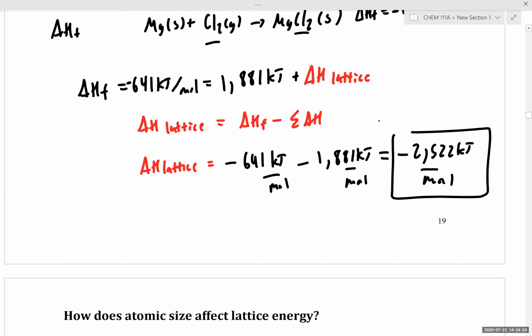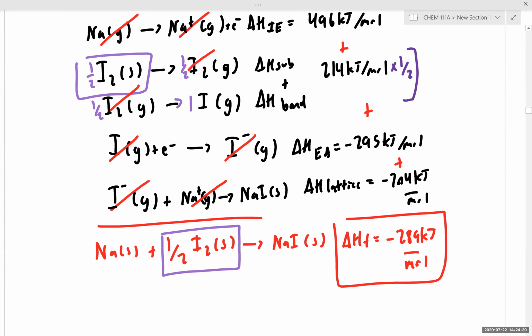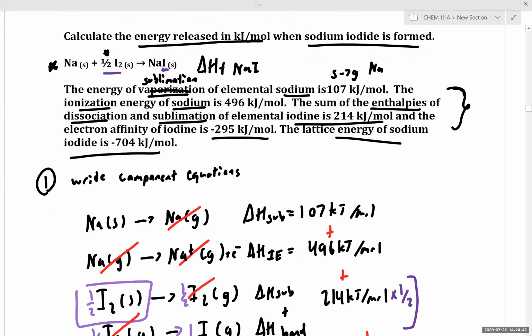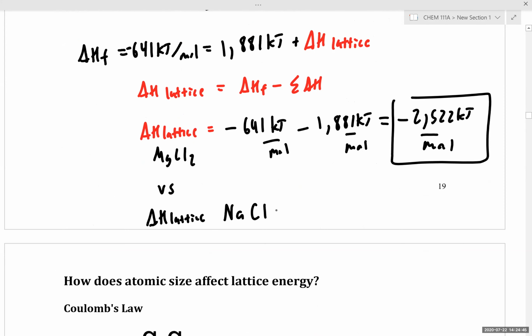Now, this is the lattice enthalpy for magnesium chloride. I'd like you just to compare the lattice enthalpy to something like sodium chloride. In this case, looking at our previous example, where we looked at sodium chloride, our lattice enthalpy for sodium chloride was negative 787 kilojoules per mole. As we can see, depending on the ionic compound, the lattice enthalpy varies. And our goal next is to help explain differences in lattice enthalpy from the perspective of Coulomb's law.